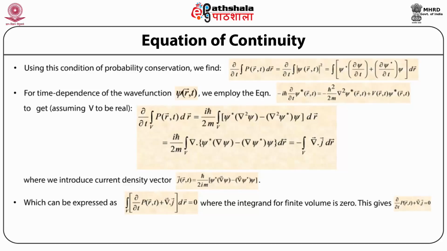So the only physically viable and significant solution to this equation is that the terms within the integrand go to 0. And this gives us the equation of continuity, which is given by the partial derivative with respect to time of the probability density function p as a function of position vector r and time t, plus the divergence of the current density vector j, is equal to 0.